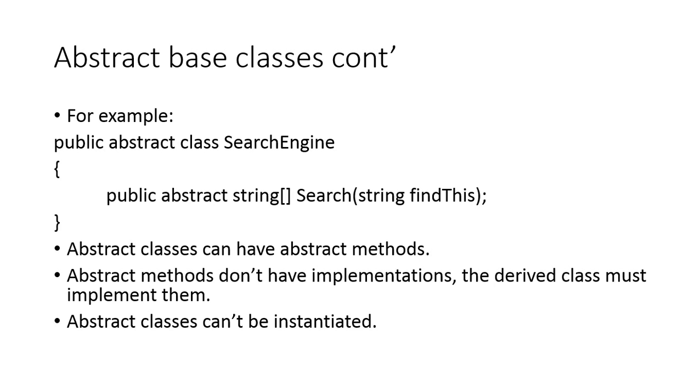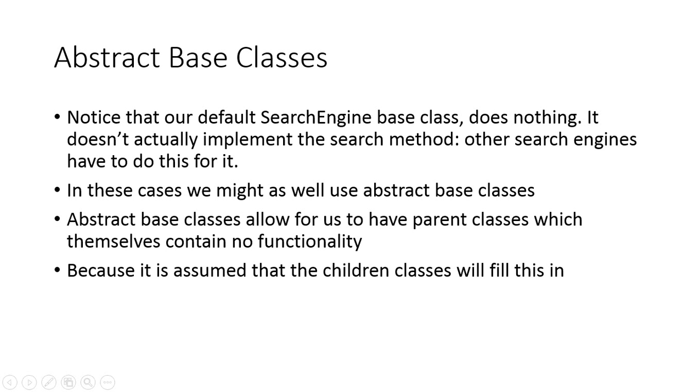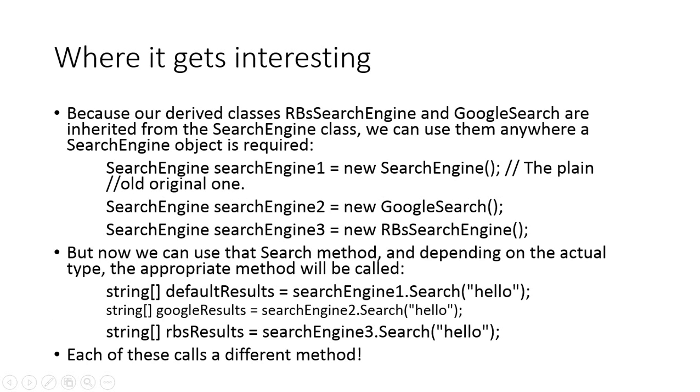Importantly, remember that if you do this, you cannot instantiate any abstract classes. So you can't, for example, do what we did back here where we created a new search engine. This here would not be allowed because it's considered an abstract base class at that point. However, you would be able to do both of these, the Google search engine and the RB search engine.